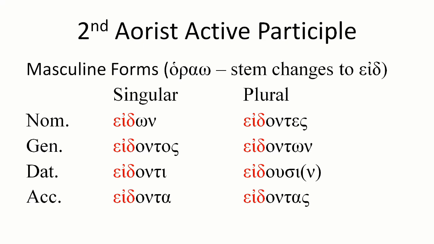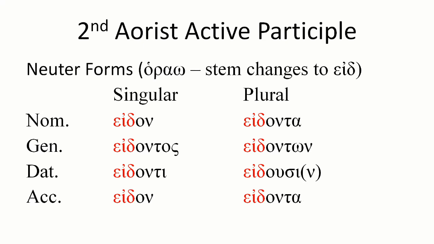idon, idontos, idonti, idonta. idontes, idonton, idousi, idontas. If you need to look at that, go back to the masculine forms of the present active participle, and you'll see those endings are the exact same. The only thing that has happened here is we are using now a second aorist stem onto the beginning of these standard present endings, which changes it then to a second aorist.